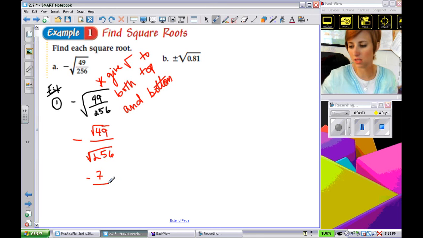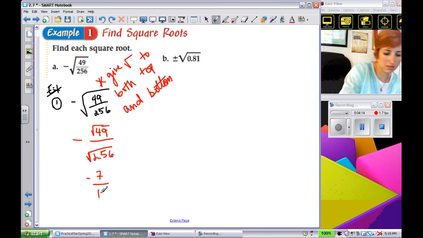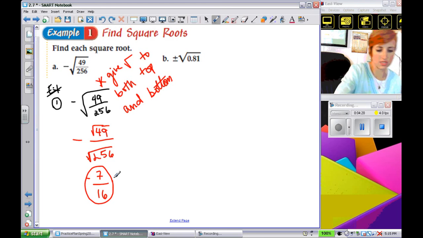And then once again, we need a number that can go into 256. And that is 16. It multiplied by itself makes 256 evenly. So the answer is negative 7 over 16.